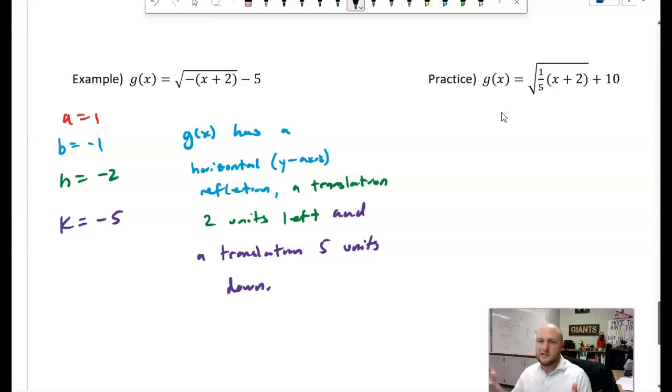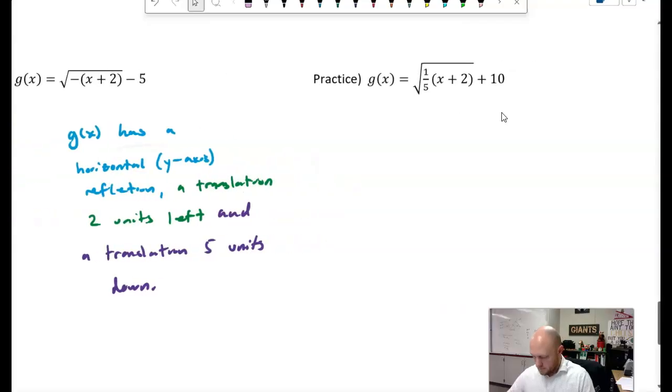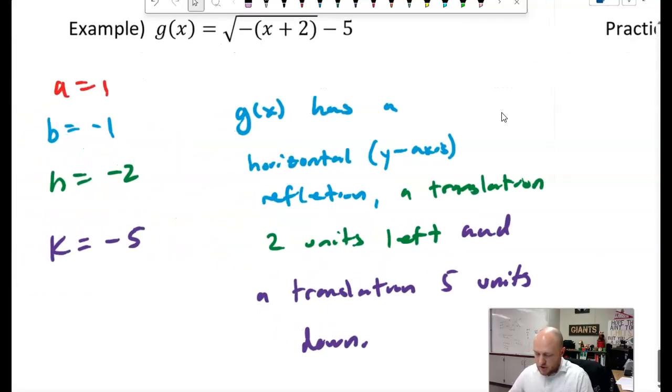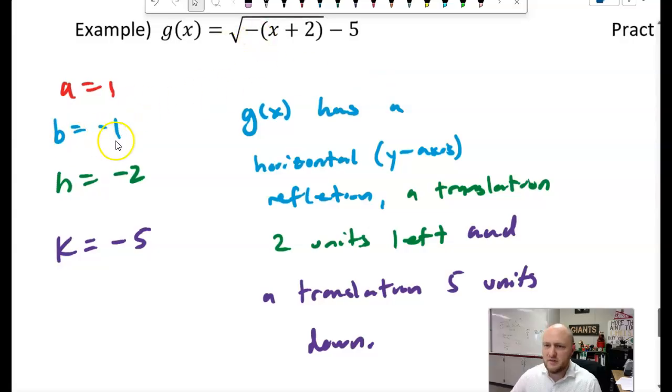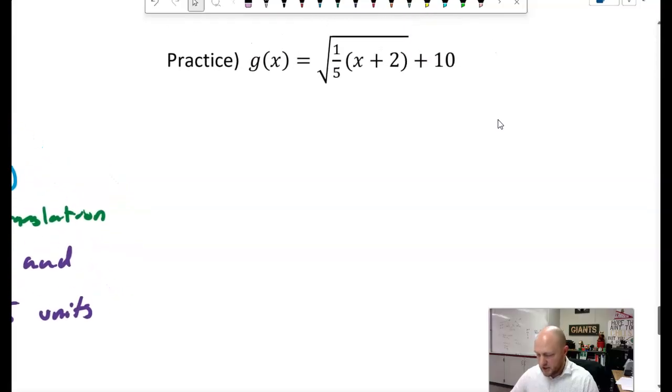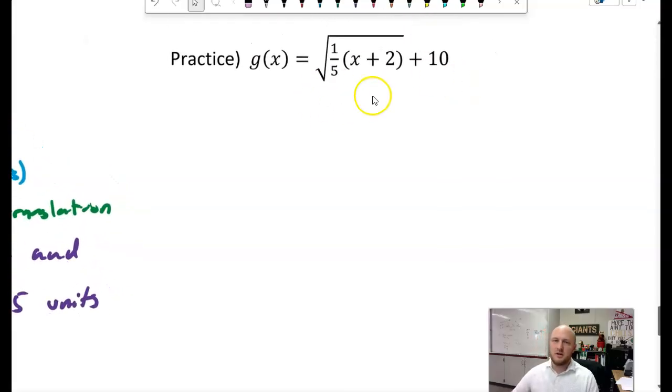Okay, pretty straightforward. All right. Oh, and then on this one too, there's no stretch or compression because your B value is 1. There's a negative, which just gives you reflection, but there's no stretch or compression because it's 1. Similar to the A value being 1. No stretch or compression. Okay, here's a practice problem. Please pause me, and then I'll talk through the solutions here in a second.